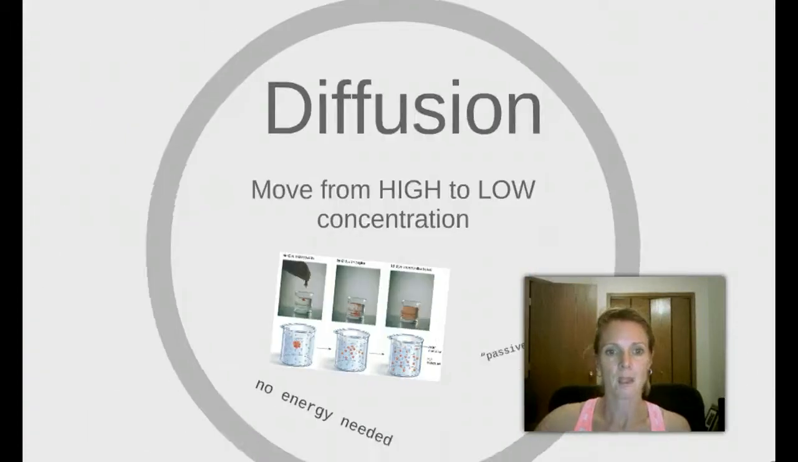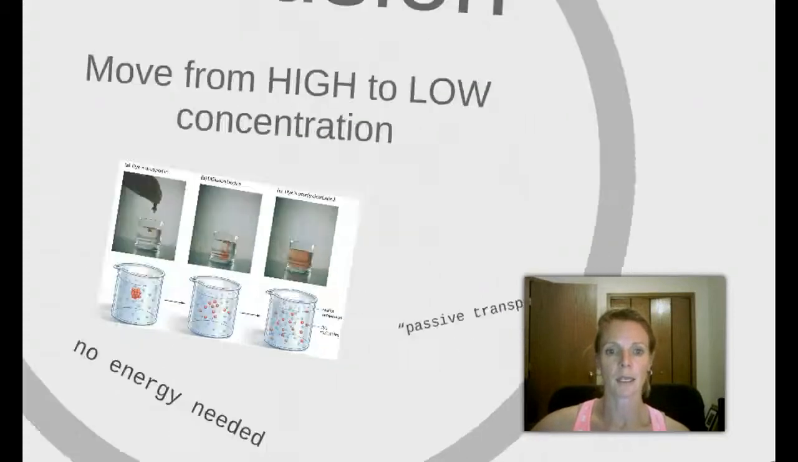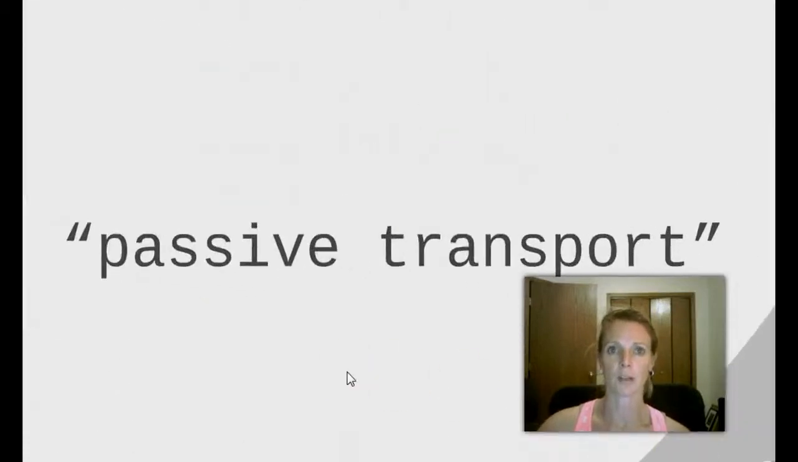Now let's talk a little bit about how things get in and out of the cell. There are three main ways. We're going to start off with diffusion. Diffusion is something that you probably have heard of before. When we're talking about diffusion with water, we call that osmosis. So the big thing is diffusion is the same as osmosis, but basically you're moving from a high to a low concentration. And we also call this passive transport.